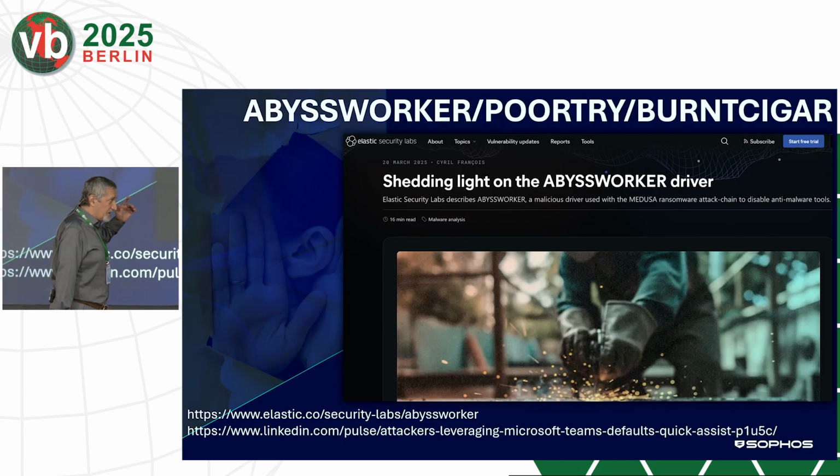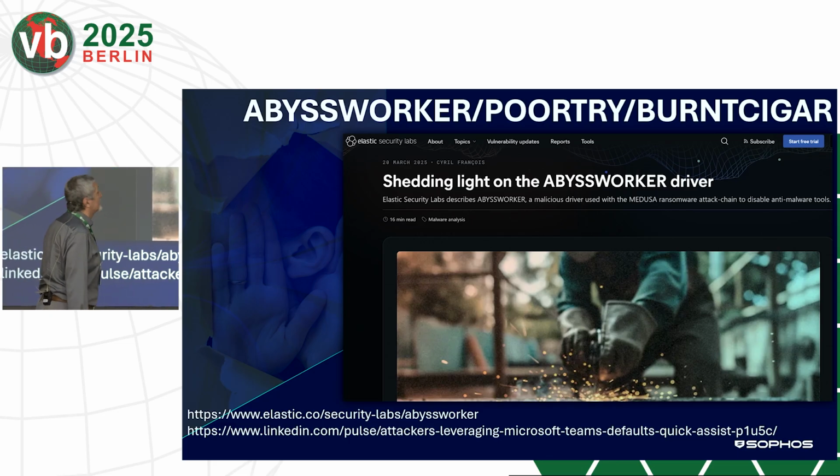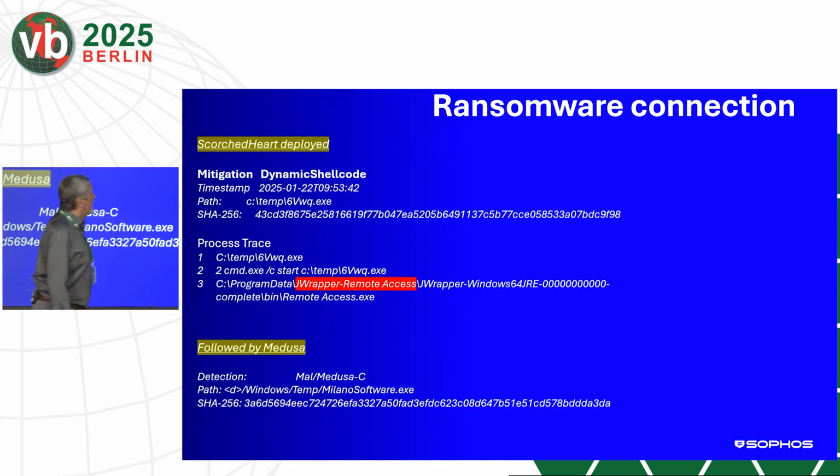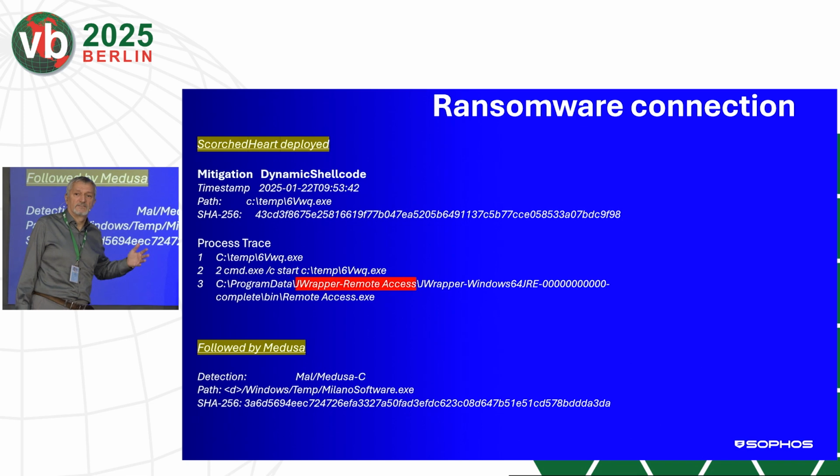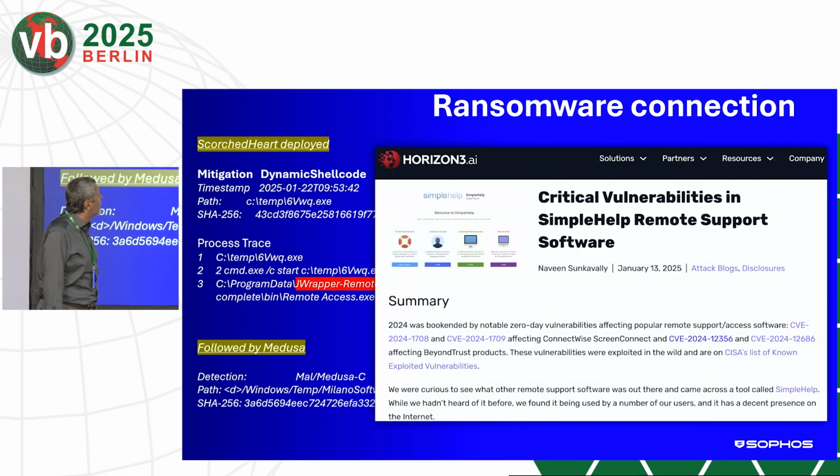Anyway, the driver itself was detailed in the Elastic blog, and they called it Abyss Worker. Some other publications call it Poor Try or Burnt Cigar. By the way, Burnt Cigar was the name that inspired me to use the Scorched Heart name for this EDR killer. In a typical scenario, what we have seen was the deployment of this Scorched Heart EDR killer, and shortly after that, it was followed by the execution of the ransomware itself, in this case, Medusa.